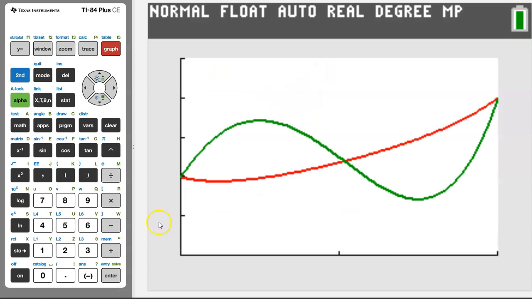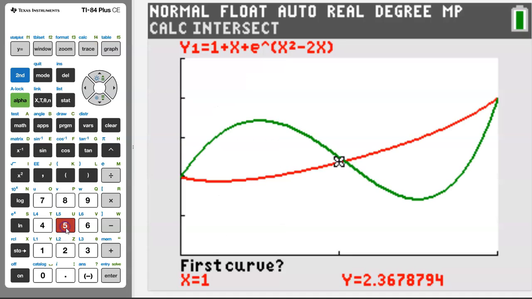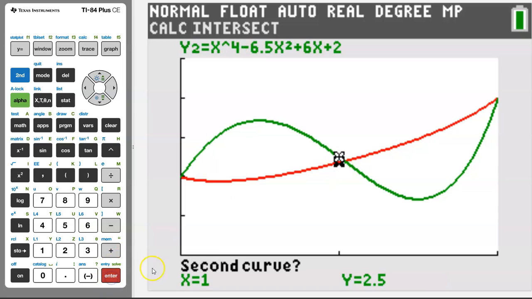So back to the calculator. If I want to find this intersection point, I want to hit second trace and use option 5 for intersection. Where it says first curve, just make sure the pointer is close to the point of intersection and hit enter. Second curve, you can just hit enter again. When it says guess, you can just hit enter again. So this is the x value of the intersection point, 1.033 if you round up.